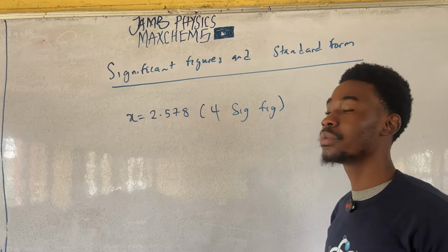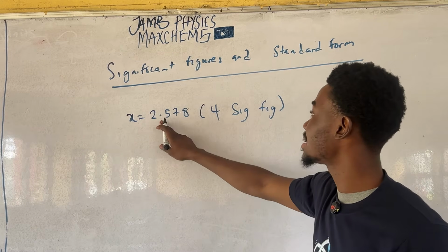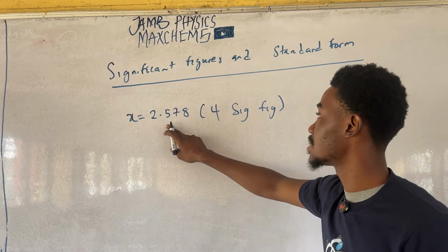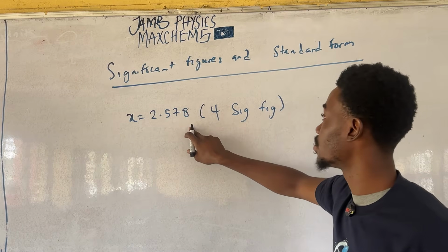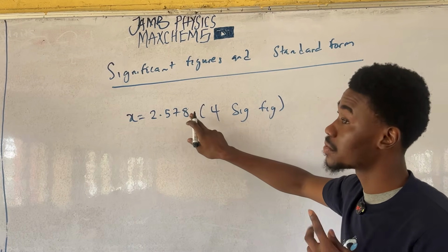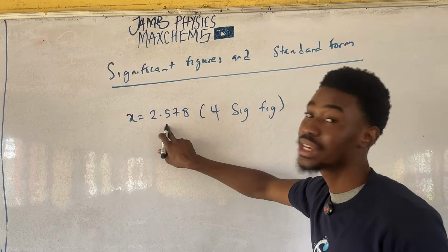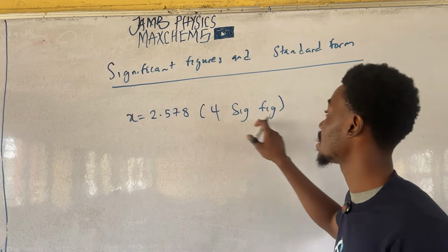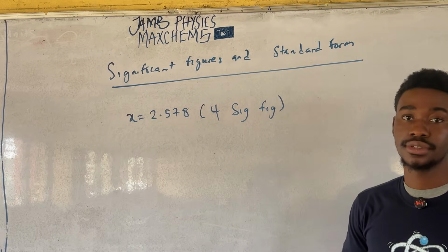But now there's a difference between significant figures and decimal places. When we talk about decimal places, we are mainly talking about the places after the decimal point. So how many decimal places are here? You count from right to left this time. 1, 2, 3. So here we have 3 decimal places. But in terms of significant figures, we have 4 significant figures.